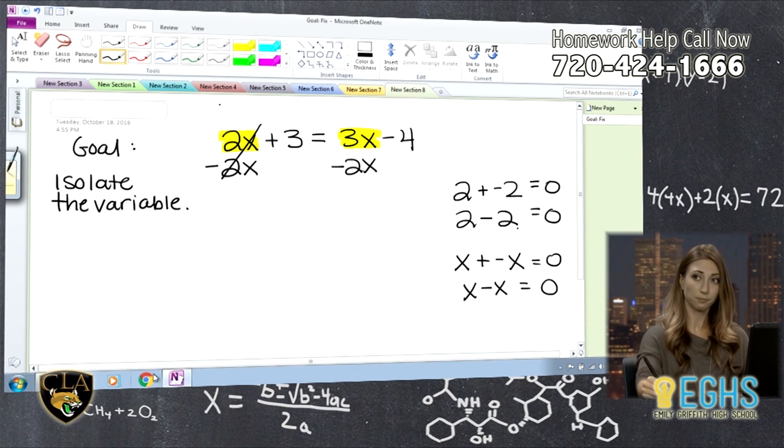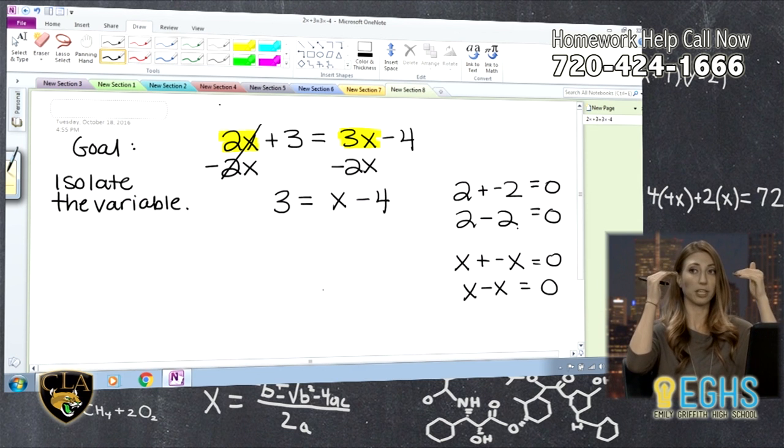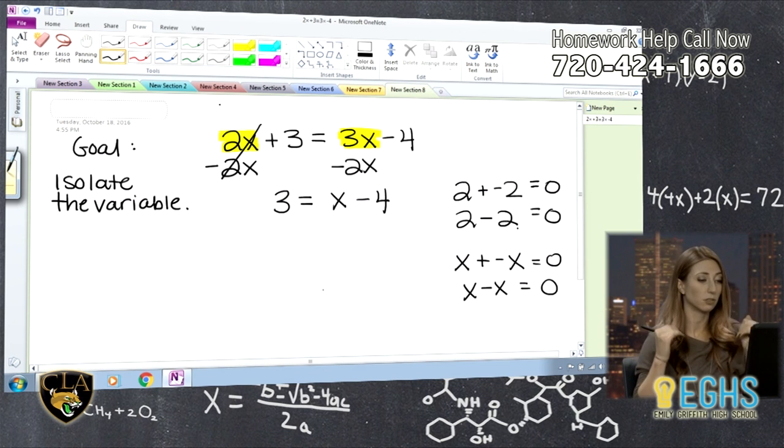On the left, those cancel. As I mentioned, they give us 0. And we're just left with 3 on the left side of the equation. On the right, we're doing our 3x minus 2x, because we're taking away that 2x. And we're left with just 1x, or just x, minus 4. And so we carry everything down. We want to make sure our equation stays equivalent every single step.